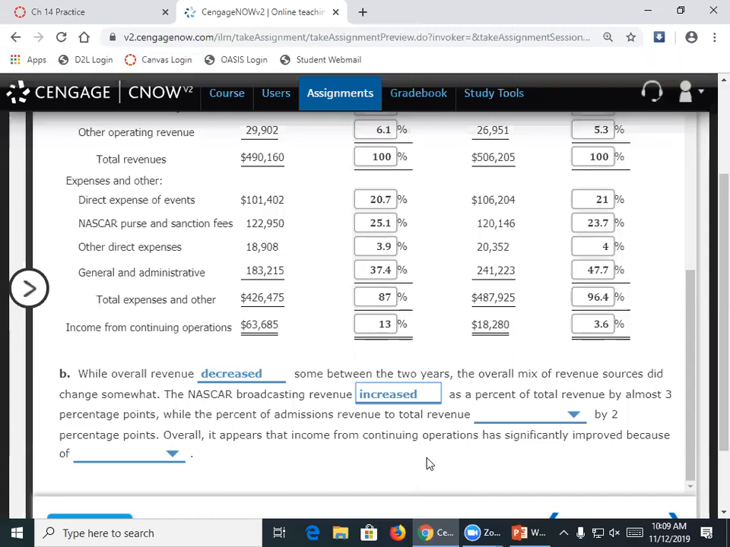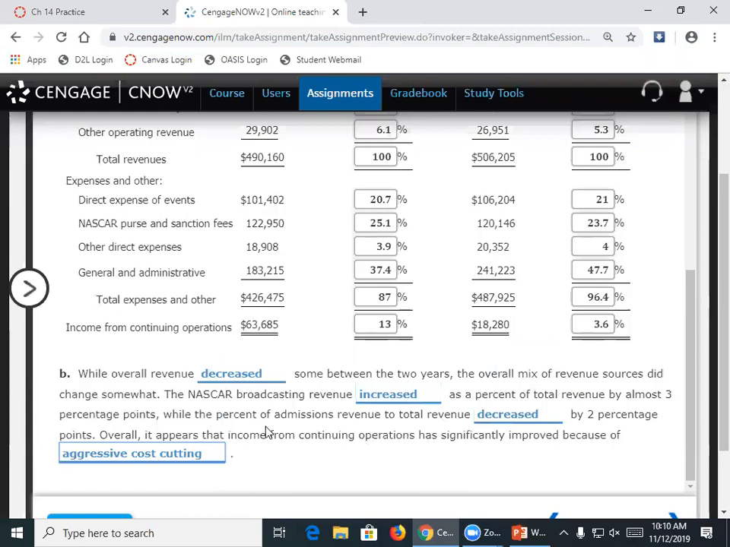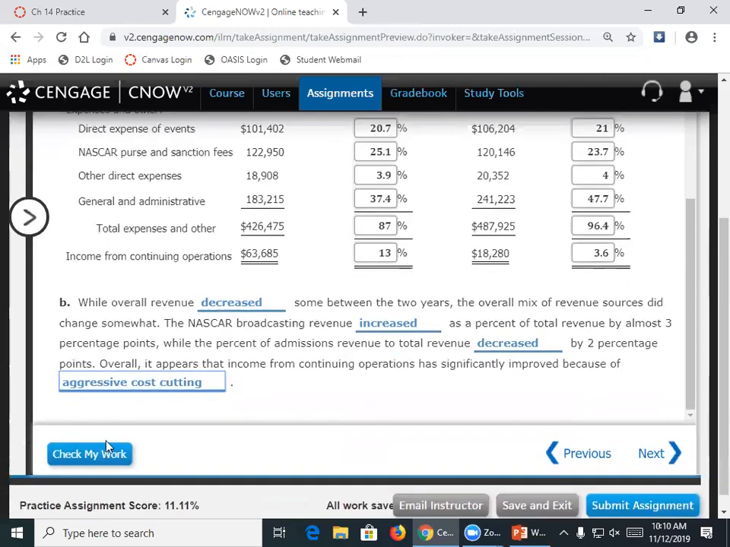And while the percent of admissions revenue to total revenue increased or decreased? Decreased, good. Overall, it appears that income from continuing operations has significantly improved because of, is it aggressive cost cutting or a large increase in total revenue? Cost cutting, good. So again, when we look at these, we can see that it's not due to total revenue. We actually had a decrease in revenue, but we cut some major costs, and that's what allowed us to see that increase in income.